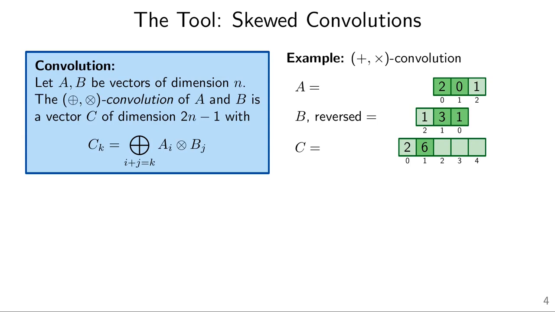So for instance, in this case, we have 2 times 3 plus 0 times 1, which is 6. Here we have 2 times 1 plus 0 times 3 plus 1 times 1, which is 3, and so on. In the end, again, we only have one pair of indices, which adds up to 4, which is, well, 2 plus 2.